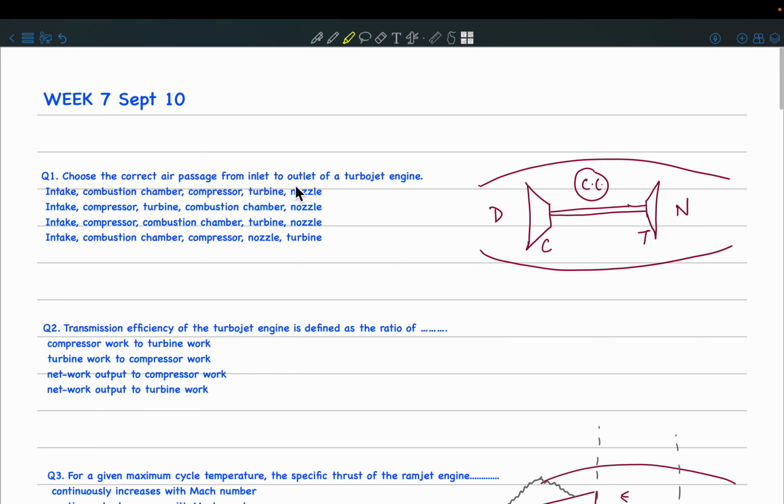So you know the answer is: first you have the intake, diffuser, compressor, then the combustion chamber, then turbine, and then the nozzle, right? So this is the schematic of a turbojet engine here. So the answer is this one: intake, compressor, combustion chamber, turbine, and nozzle. Okay.